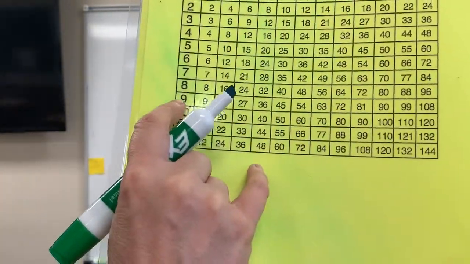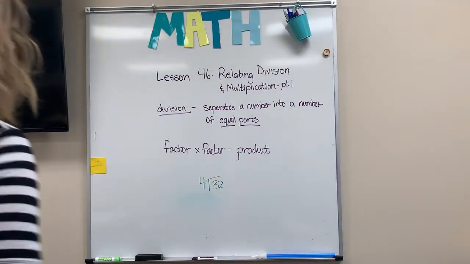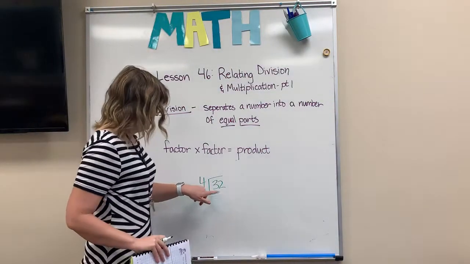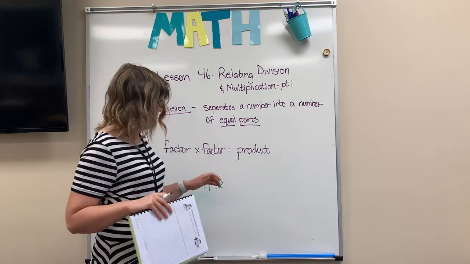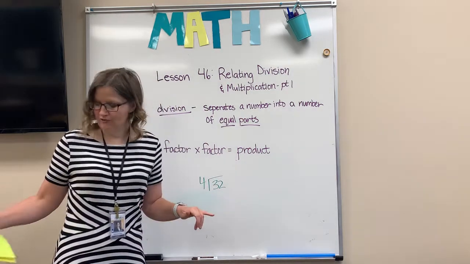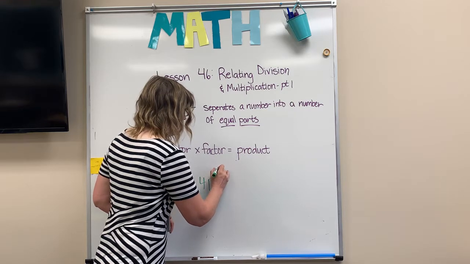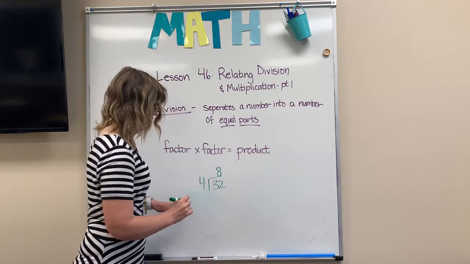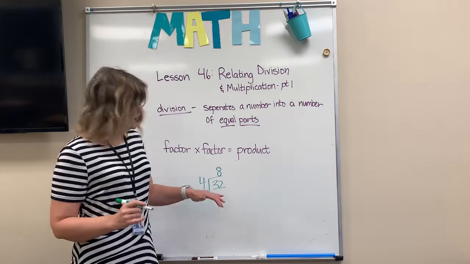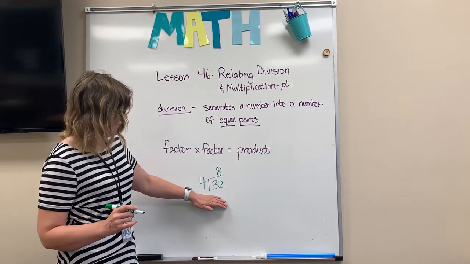Because we can see this, we know that if we want to break up the number 32 into 4 equal groups, there will be 8 in each group. And this is an example of how we show division.